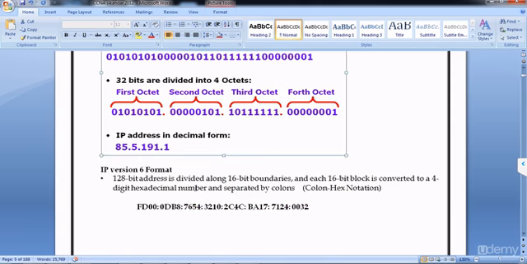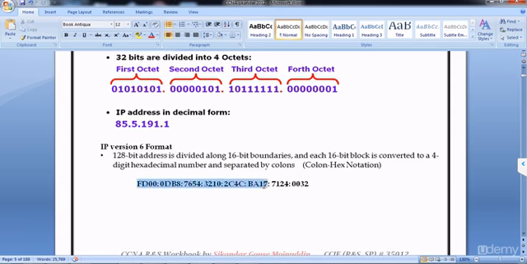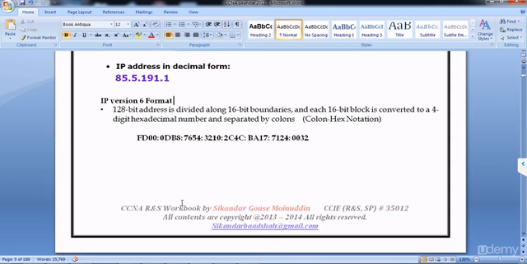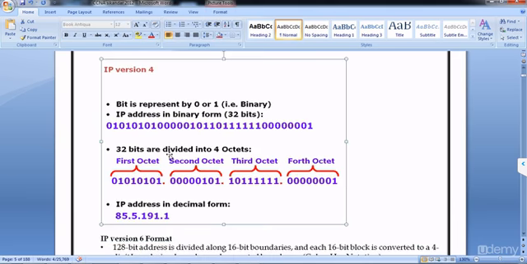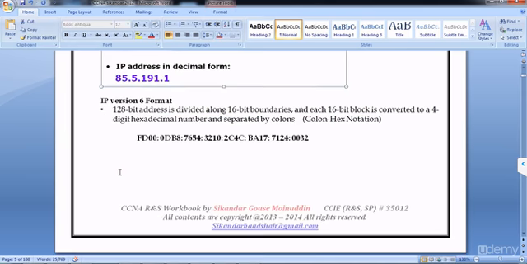Now IPv6: here is one sample address of IPv6. It's actually a 128-bit address, written in 8 portions. Each portion has 16 bits. We have 8 portions in total: 1, 2, 3, 4, 5, 6, 7 and finally 8. It's 8 times 16, a 128-bit address. We'll see more detail about IP version 6 in later sessions. Our main focus in this class is to make sure that we understand IP version 4 addressing.